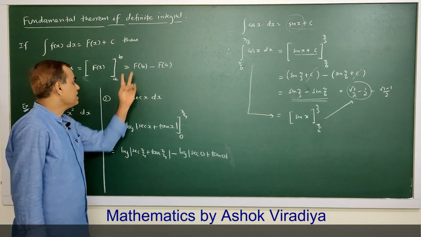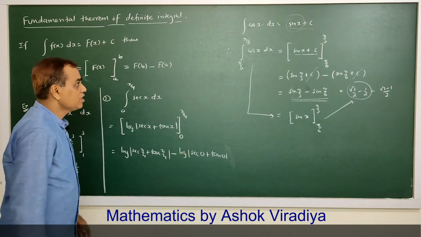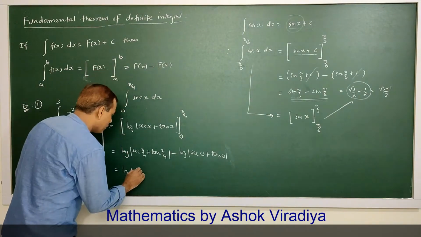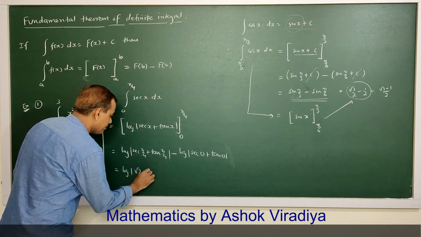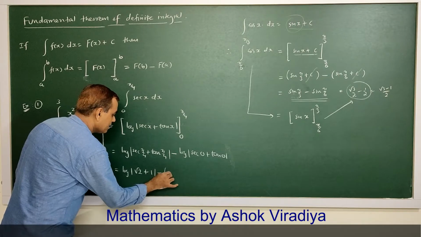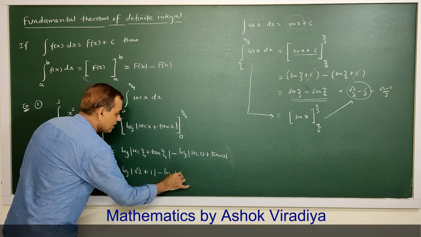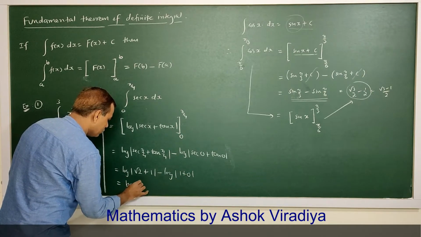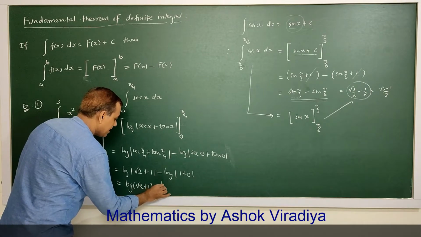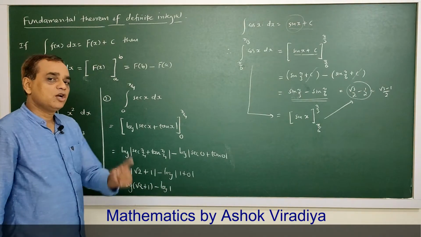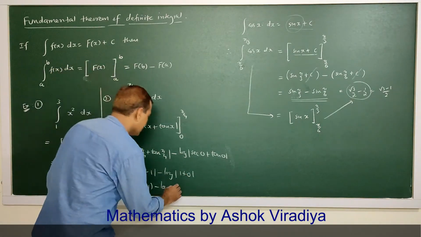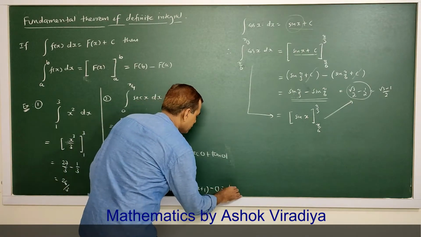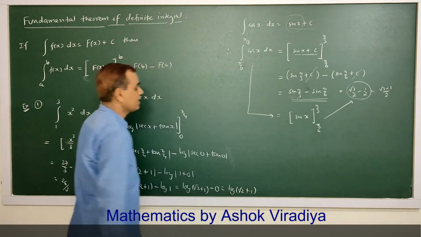So this is f of b minus f of a. So it is equal to log mod sec pi by 4, which is root 2, tan pi by 4 is 1, minus log mod sec 0, which is 1, tan 0 is 0. So log of root 2 plus 1 minus log 1. Log 1 is 0. So this is log of root 2 plus 1 minus 0. So log of root 2 plus 1.